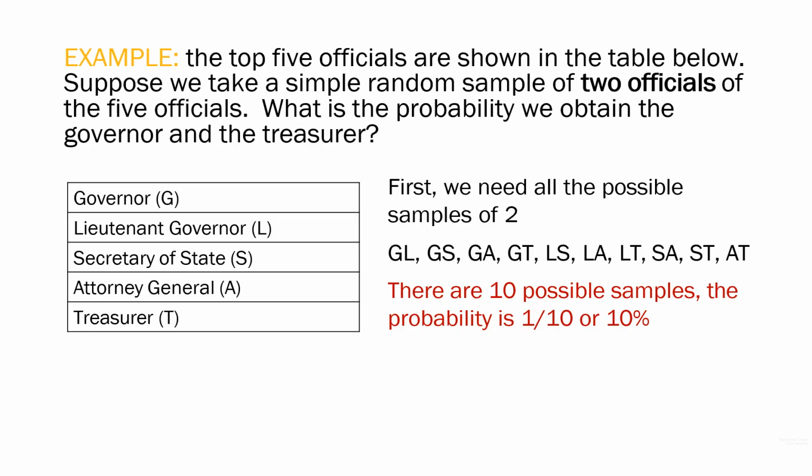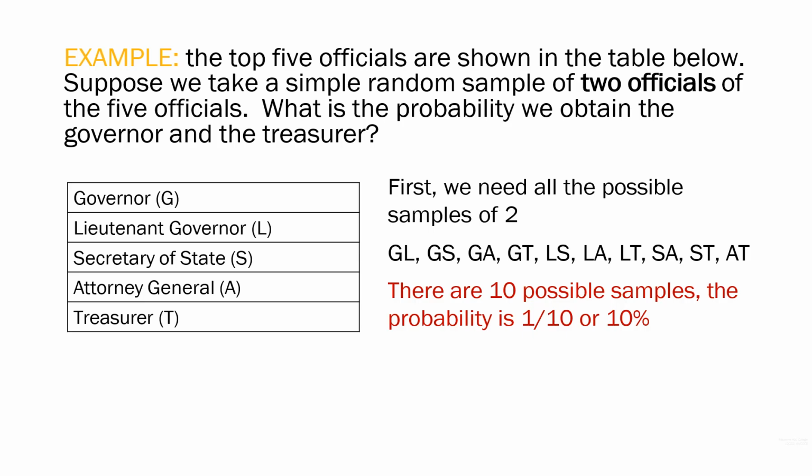Let's look at an example. The top 5 officials are shown in the table below. Suppose we take a simple random sample of 2 officials of the 5. What is the probability we obtain the governor and the treasurer? First, we need to find all the possible samples of size 2. So we will list out every possibility starting with the governor and moving down from there. You can see that we have the governor and lieutenant governor, the governor and secretary of state, governor and attorney general, and the governor and the treasurer.